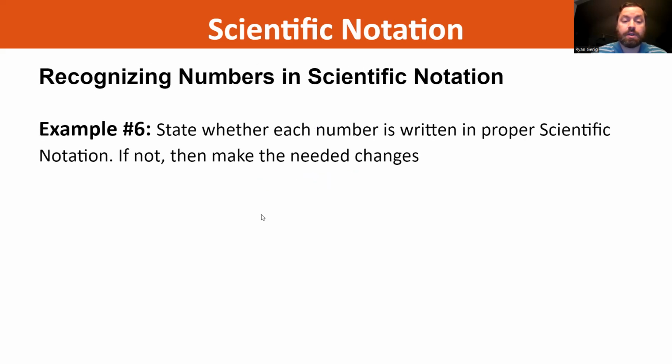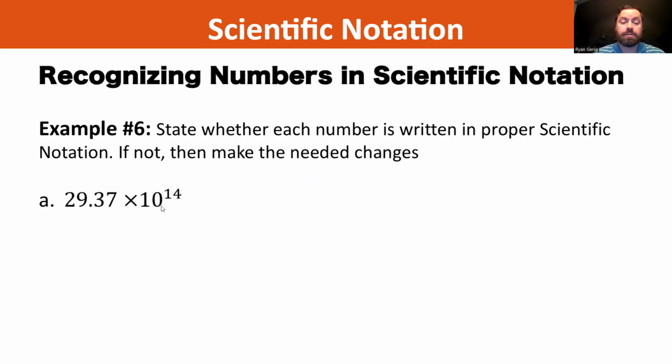Okay. State whether each number is written in proper scientific notation. If not, then make the needed changes. So this first one. Hopefully you see that it is not in scientific notation because 29.37 is bigger than 10. The decimal needs to be 1 spot over between the 2 and the 9. So I'm going to move it over. Now that has an effect on my exponent.